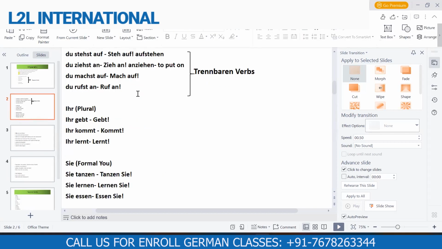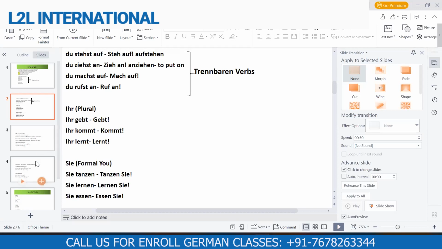Okay. Then there is aufmachen. Aufmachen is to switch off, or you can say to close something. Sorry, aufmachen is to switch on or to open something. Aufmachen is to open something.